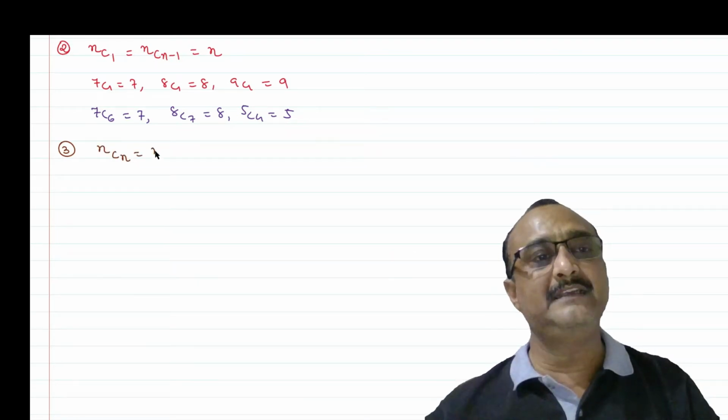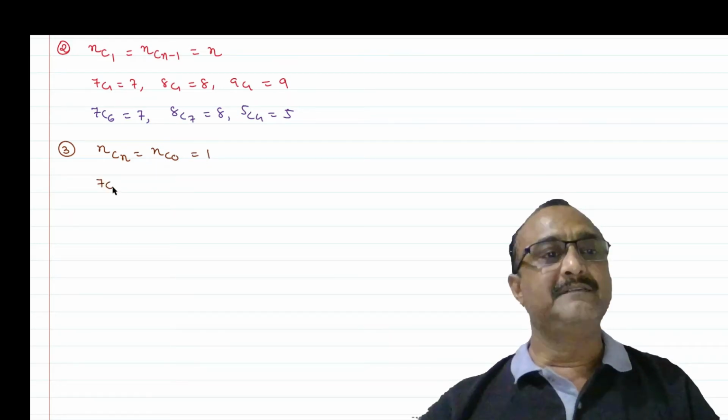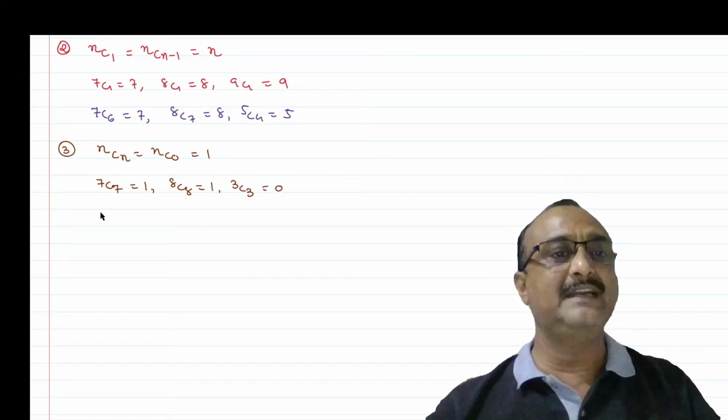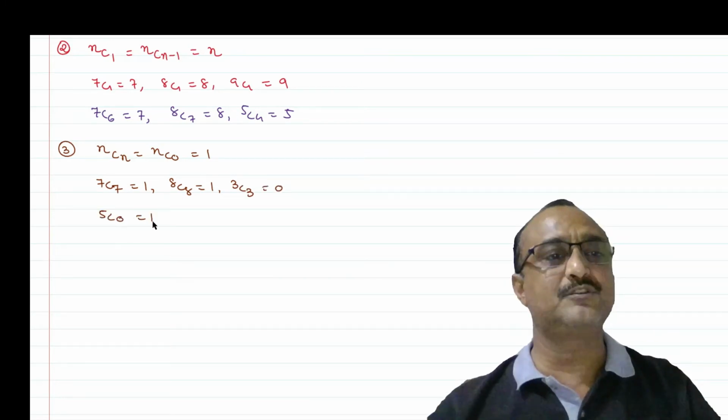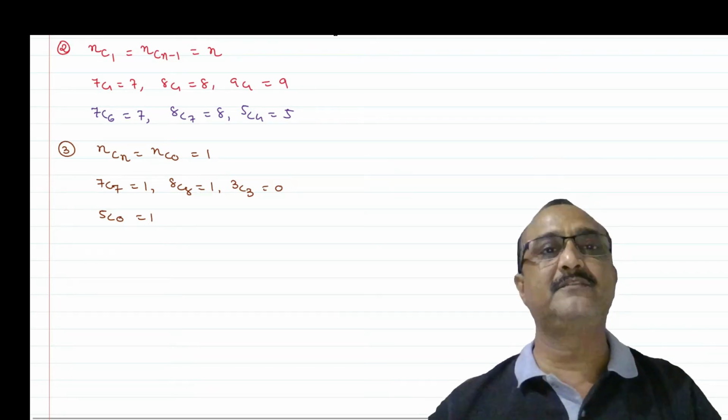Next one is nCn equals nC0, which is always 1. For example, 7C7 is given, our answer is 1. 8C8 is given, our answer is 1. 3C3 is given, our answer is 1. And nC0 means 5C0 equals 1. So these are some shortcuts of combination.